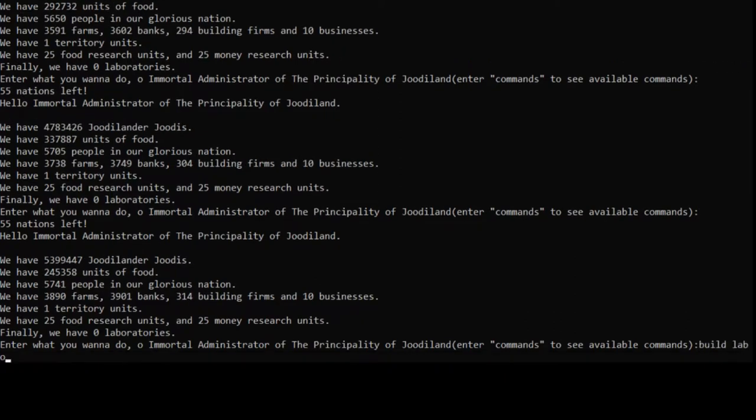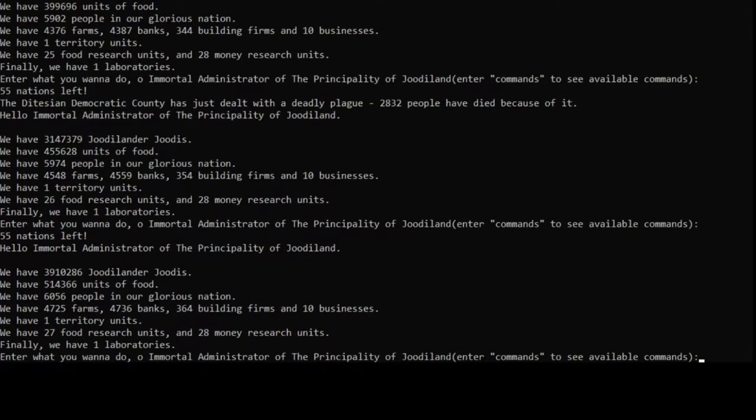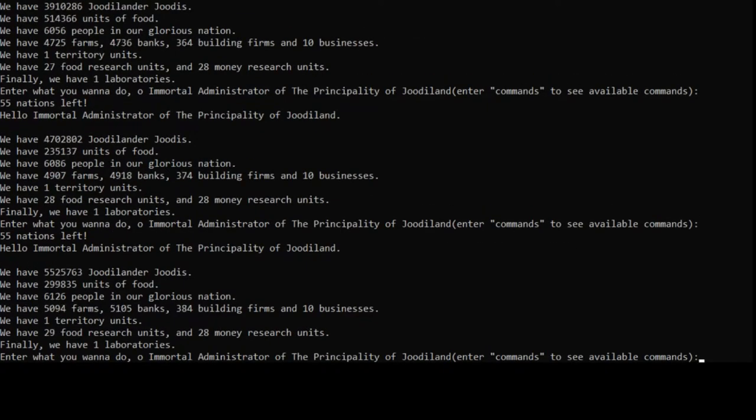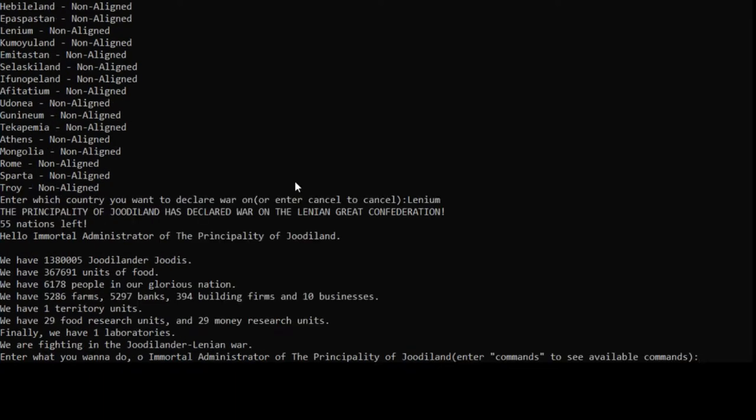Alright, we have 5 million, we can build a laboratory, just to get that free research. Why don't we build another? No, instead of building a laboratory, let's do the next thing, which will bring me right well onto my next part. War. The war system. Now, who should I declare war on? Lenium. Sounds a bit like the Lenian Great Confederation.